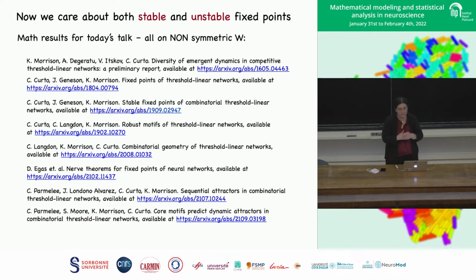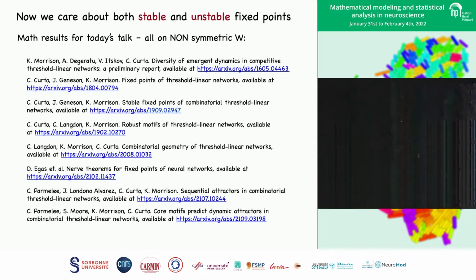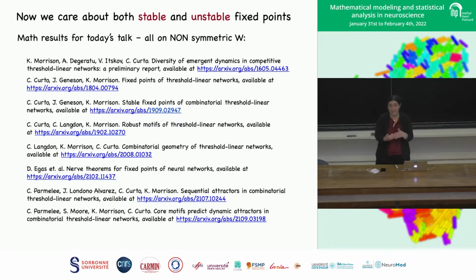But today, I really want to talk about both. I really want to talk about non-symmetric W matrices. And the focus now is not just on stable fixed points and fixed point attractors, but on stable and unstable fixed points, because that enables us to look at dynamic attractors.